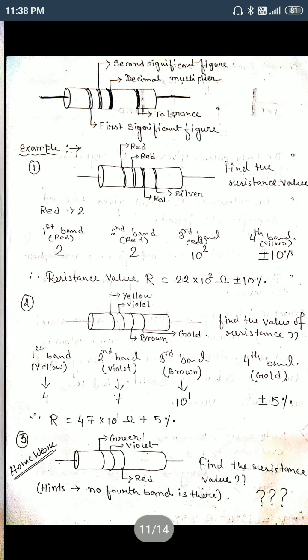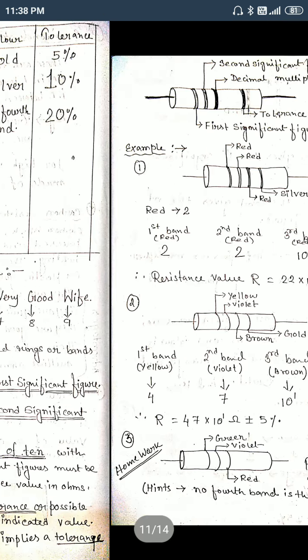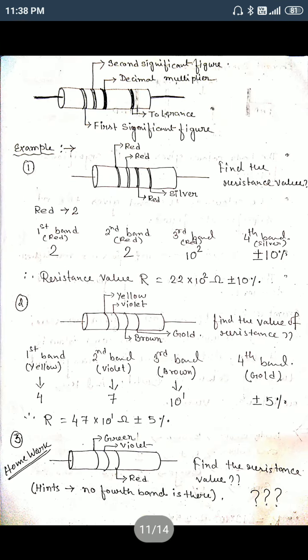Red means from here the number is 2. So first band red 2, second band red 2, third band is a multiplier, into 10 to the power 2, fourth band is plus minus 10%. So the resistance value is 22 into 10 to the power 2 ohm plus minus 10%. So first, second and third together give us the value of resistance, and the fourth band is the tolerance, or the maximum possible variation. That's why we write it as plus minus 10%.